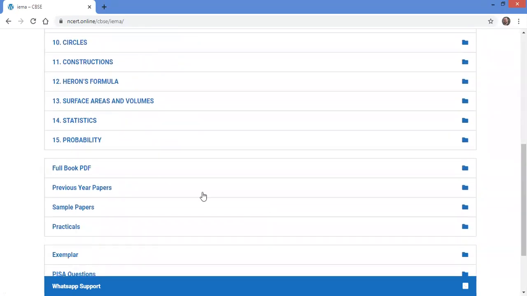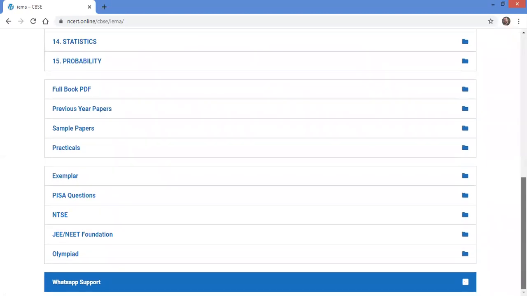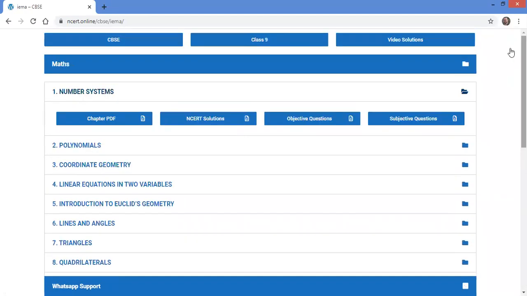You will get the full book PDF, the previous year's papers, sample papers, practicals. You have exemplar questions. All these are solved. PISA, NTSE, JEE, Olympiad. So I found this quite a resourceful site. So I'm explaining the deleted portions using their site.